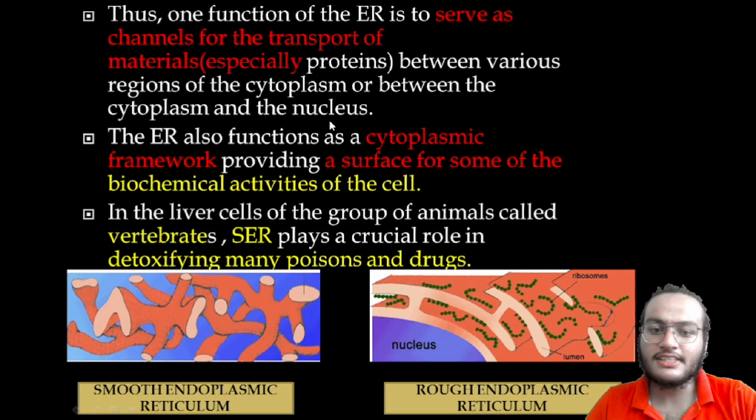ER also functions as a cytoplasmic framework, as it provides a surface for biochemical activities. In the liver cells of vertebrates, smooth endoplasmic reticulum plays a crucial role in detoxifying many poisons and drugs. Okay? So this is smooth endoplasmic reticulum and this is rough endoplasmic reticulum. These are the ribosomes attached which make them appear rough.